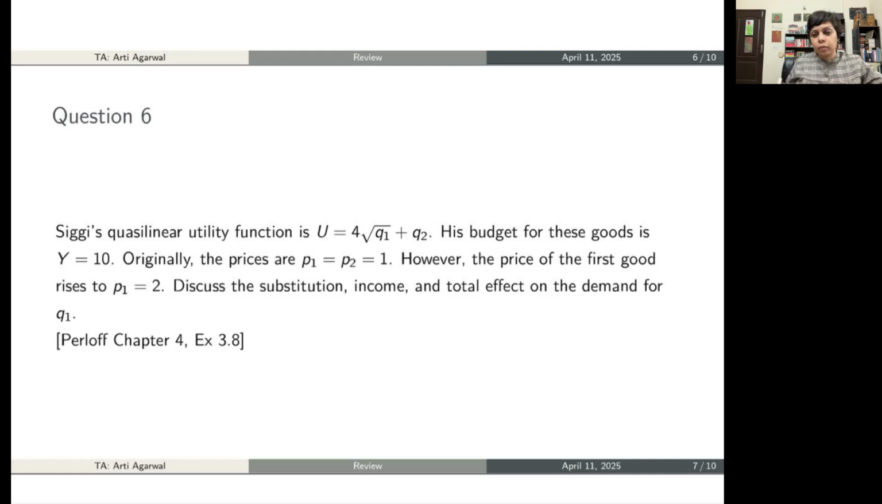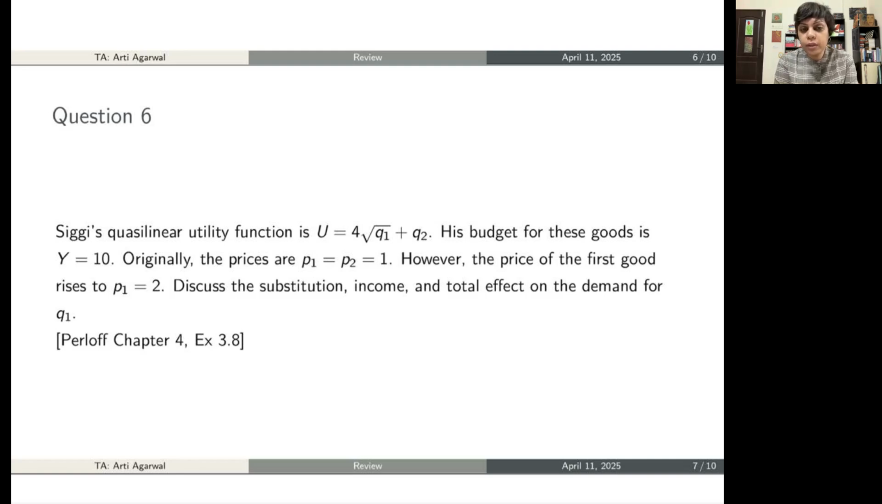Okay, so how will we tackle this question? We did a few questions of this type in the previous classes. Initially, we are given P1 equal to P2 equal to 1. You're given the budget, you're given the utility function. So you can, of course, calculate the initial optimal bundle. That is straightforward.